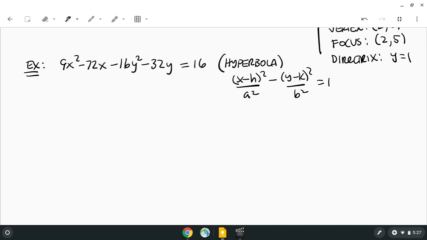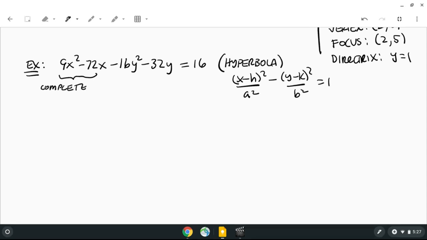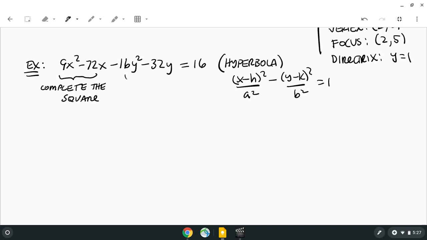Okay, we have to get it to look like that, so we're going to have to do some completing the square for the x's and then also for the y's. We have to complete the square here, and we are also going to have to complete the square here. Remember, you can only start the process when the coefficient of the squared term is 1. So we're going to have to fix that for both of them.